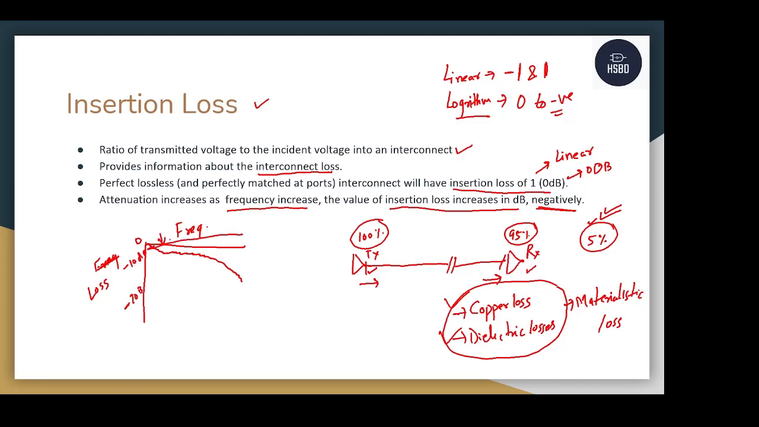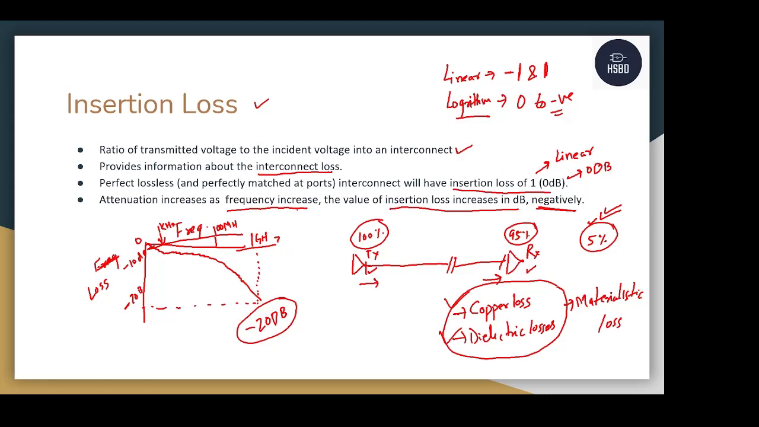this shows the frequency. For example, here it is 1 kilohertz and here it is 100 megahertz and here it is 1 gigahertz. So at 1 gigahertz, if you see, you're getting a loss of around minus 20 dB. So this is the insertion loss at 1 gigahertz.